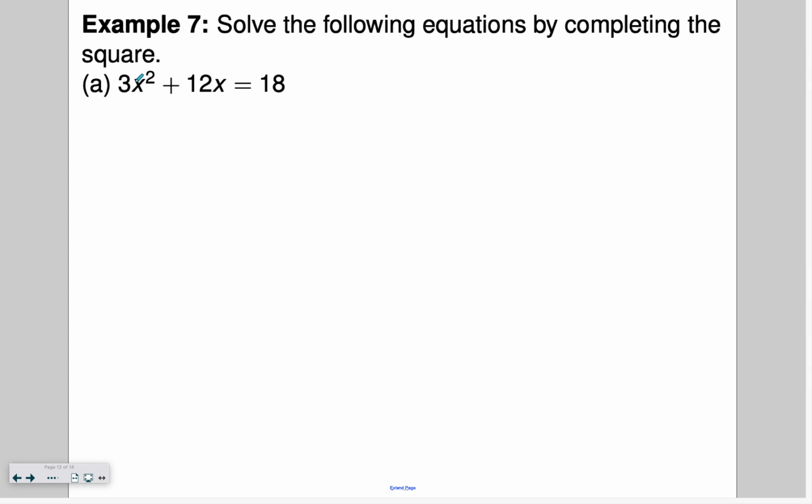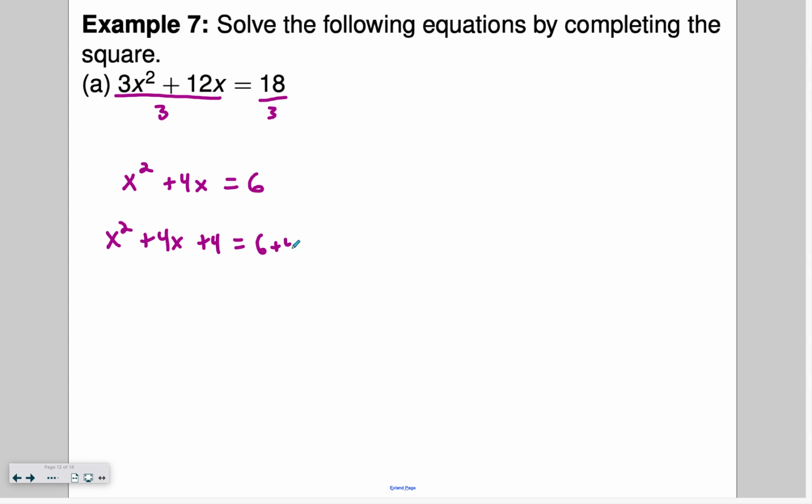So how about we change it and make a equal to 1? Don't move the 18 over, because we're just going to have to move it back. So divide both sides by 3. We'll get x squared plus 4x equals 6. Now we're talking. B over 2 squared: this is x squared plus 4x, b over 2, 4 divided by 2 is 2, 2 squared is 4. So add 4 to both sides.